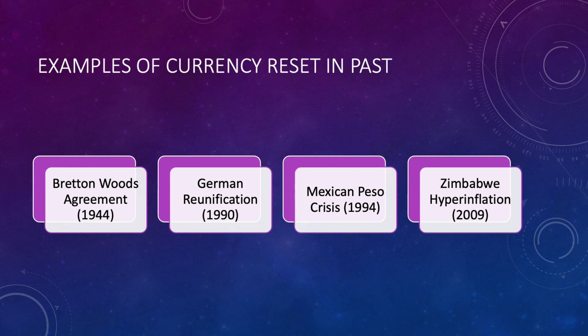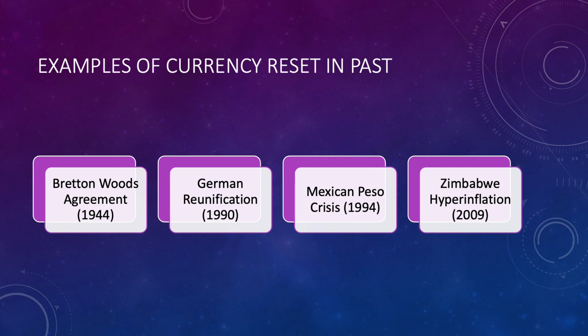A second example we can think about is German reunification, which happened in 1990. If you remember, following the fall of the Berlin Wall and the reunification of East and West Germany, the West German mark was extended to East Germany, which had been using a separate currency at that time. This led to a currency reset and devaluation of the East German currency.